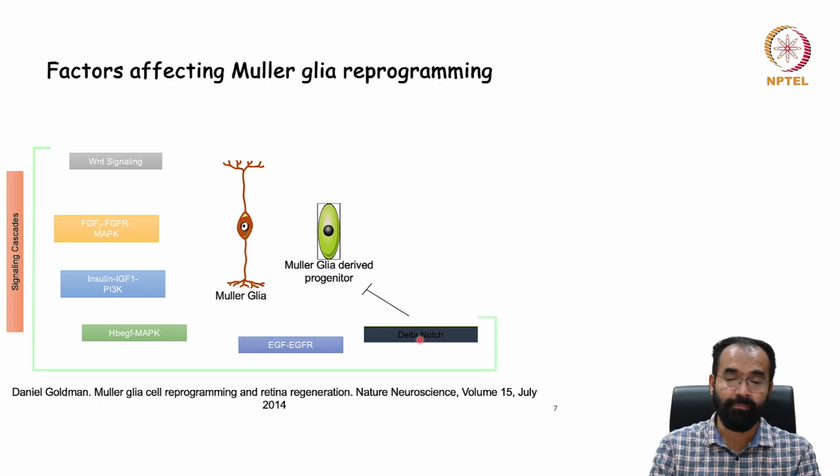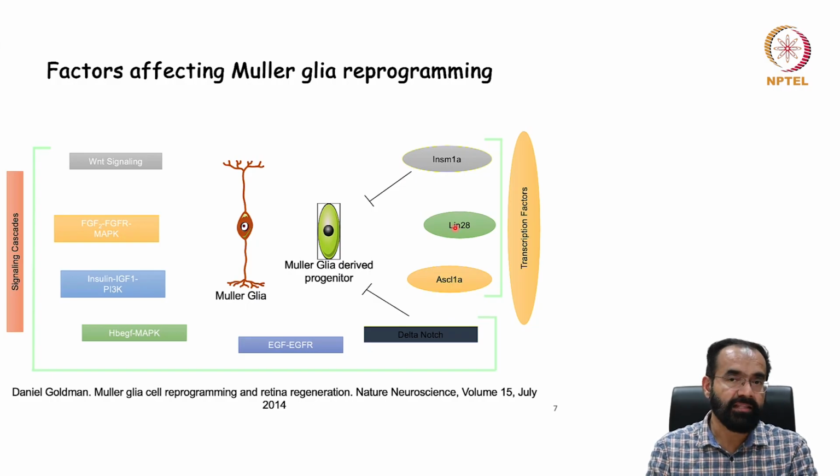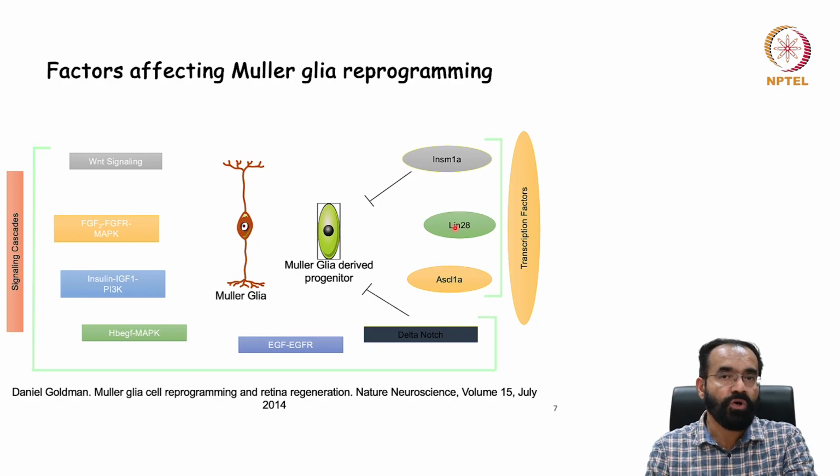redifferentiation can happen. And there are other factors such as INSM1A, which are inhibitors, whereas ASCL1A and other factors are activators of reprogramming. So there are many transcription factors which will favor the formation of the Muller glia derived progenitor cells, but there are other factors which do not favor that much.